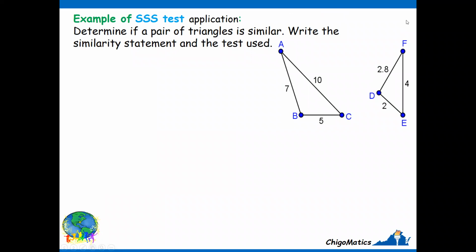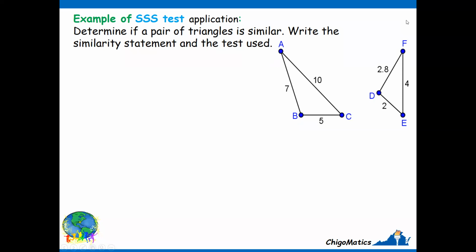Let us look at an example now where we see how we should apply the side test. Here are two triangles given. They are saying determine if a pair of triangles is similar. Write the similarity statement and the test used. Those two triangles, are they similar? We need to establish that. And here we are not given anything. That is all that is given.